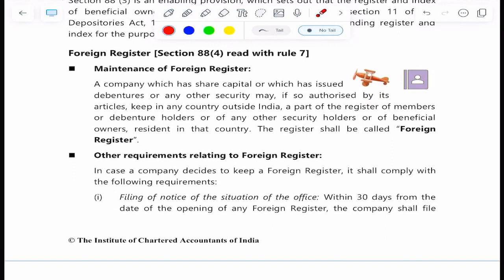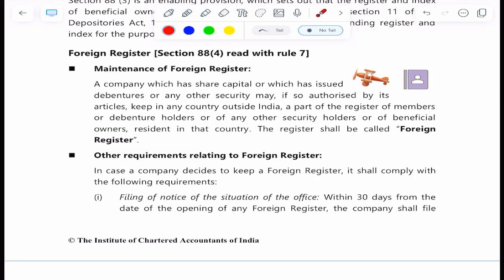Maintenance of foreign register. A company which has share capital or which has issued debentures or any other securities may, if so authorized by its articles, keep in any country outside India a part of the register of members or debenture holders or of any other security holders or of beneficial owners resident in that country. The register shall be called foreign register.